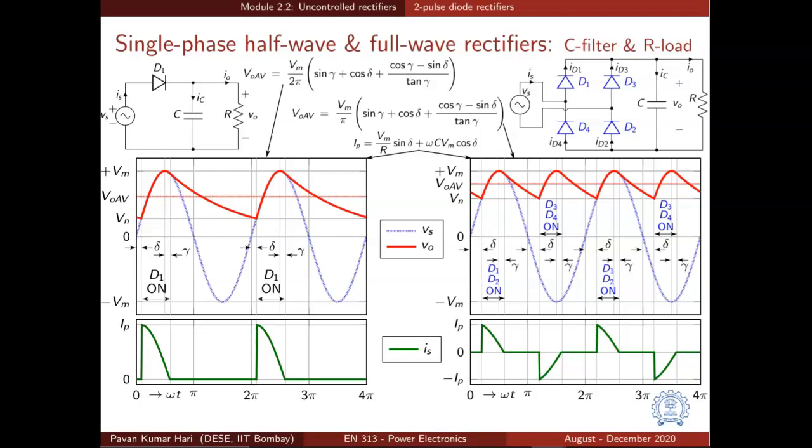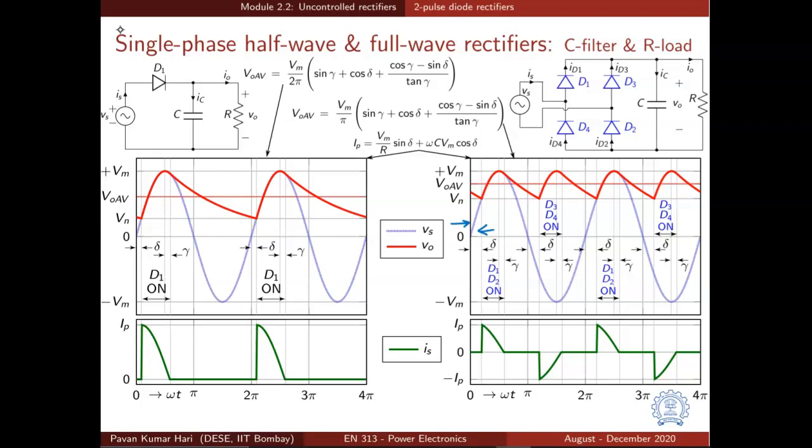That is fixed. But D1 and D2 can conduct only if the source voltage is more than the capacitor voltage, or if we assume that D1 and D2 are off, as long as the source voltage is less than the capacitor voltage or the output voltage, our assumption will be correct. So let us assume that the diodes D1 and D2 start conducting at an angle delta after the positive zero crossing of input voltage Vs.